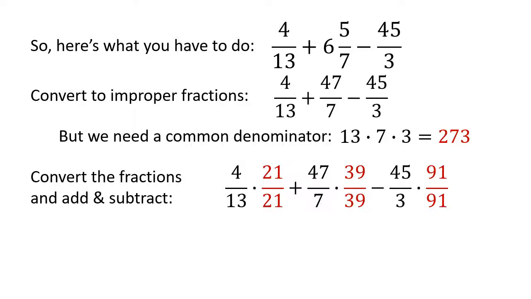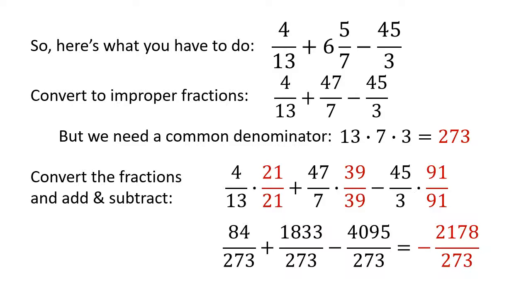So the first one, the denominator is 13, so we have to multiply it by the other two things. 3 times 7, which is 21. But we can't just multiply by 21. We've got to multiply the whole fraction by 1. So we multiply it by 21 over 21, which is 1. In a similar way, the second fraction we multiply by 39 over 39. And the third fraction we multiply by 91 over 91.